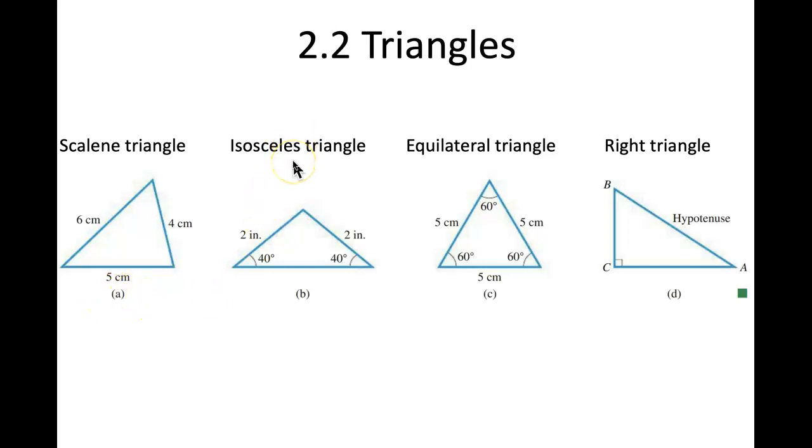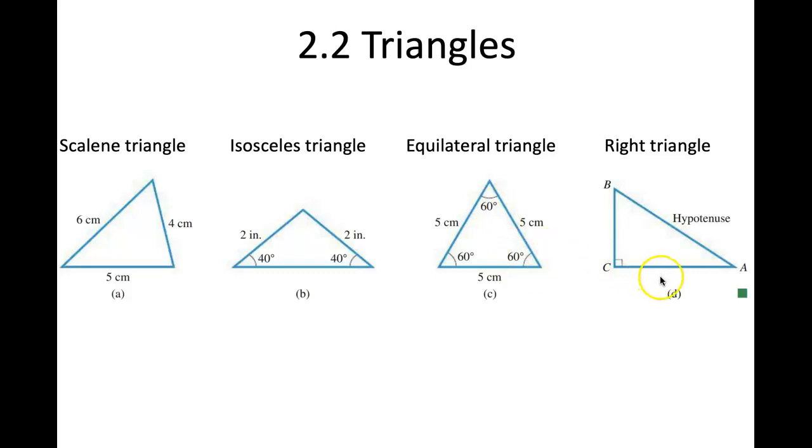For a triangle to be isosceles, two sides must be equal. Okay, so we've got two sides here equal. And notice at the same time, that means two angles must be equal. Okay, the angles opposite those sides. And then an equilateral triangle is all three sides are equal. So here we've got 5, 5, 5. But notice that the angles are all equal as well. And that's a very special idea here, that those three angles are each 60 degrees.